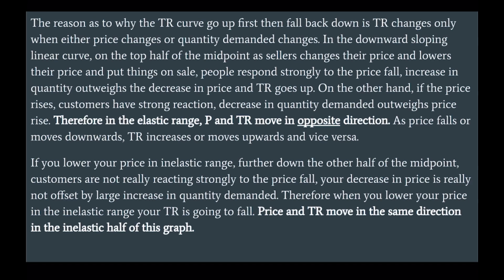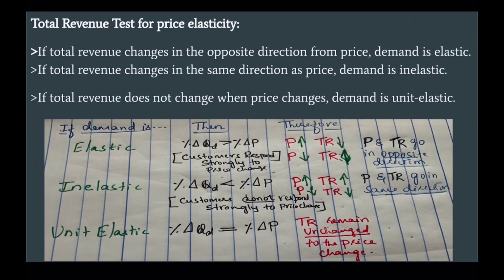If you lower your price in the inelastic range, further down the other half of the midpoint, customers are not really reacting strongly to the price fall. Your decrease in price is really not offset by a large increase in the quantity demanded. Therefore, when you lower your price in the inelastic range, your total revenue is going to fall. Price and total revenue move in the same direction in the inelastic half of this graph.